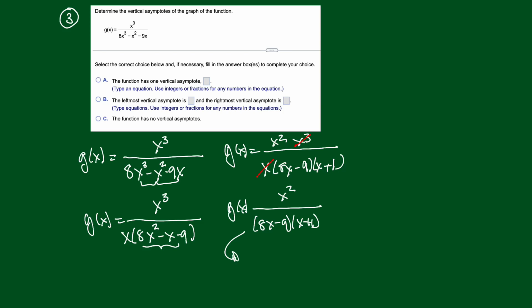So from the denominator, we'll get x equals 9/8 and negative 1. Right? So we have to exclude these values. So these are going to be our asymptotes. On the number line, this one here is on the left, and this one here is on the right. So I'm going to choose B, and I'm going to say that the leftmost asymptote is negative 1, and the rightmost asymptote is 9/8.